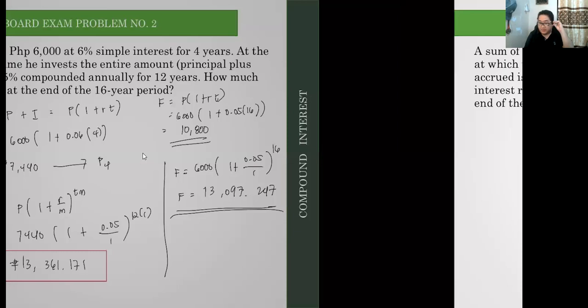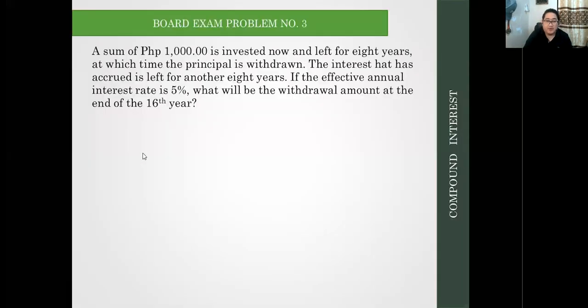Okay, next. And another example for compound interest. So a sum of 1,000 pesos is invested now and left for 8 years, at which time the principal is withdrawn. So the interest that has accrued is left for another 8 years. If the effective annual interest rate is 5%, what will be the withdrawal amount at the end of 16th year?